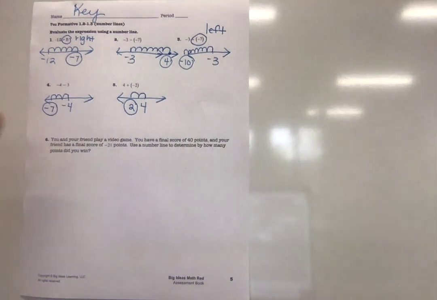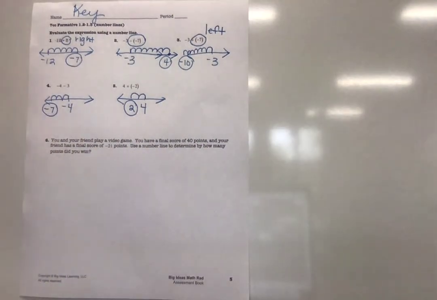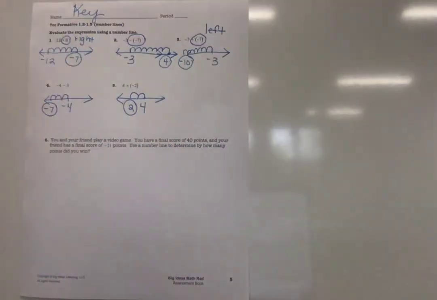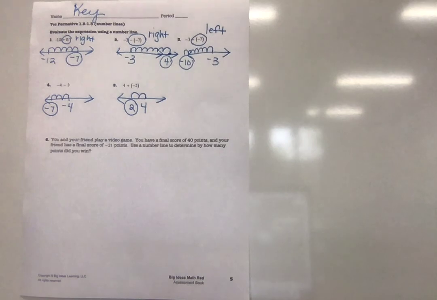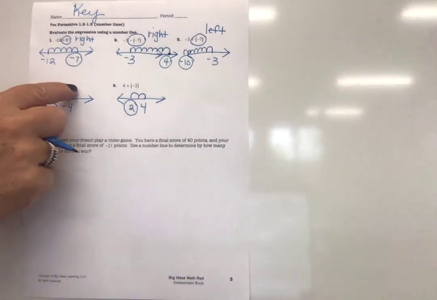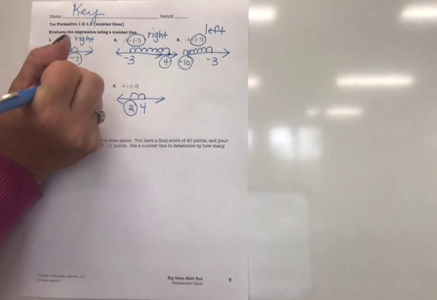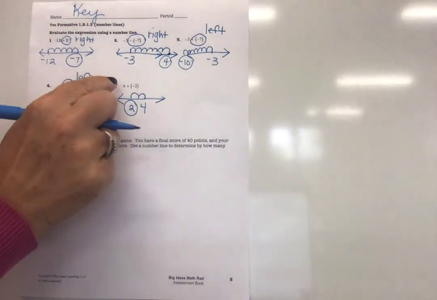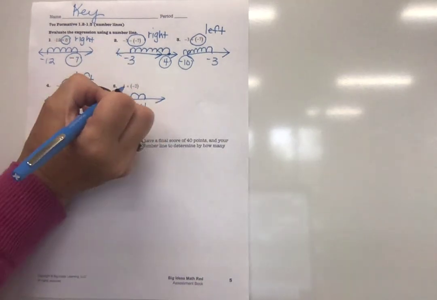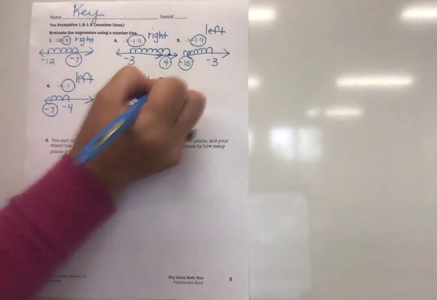If I am subtracting a negative, that means I'm going to the opposite of left, which is right. If I am subtracting 3, I'm going to the opposite of right, which means I'm going left. In number 5, I am adding a negative, which means I am going left.